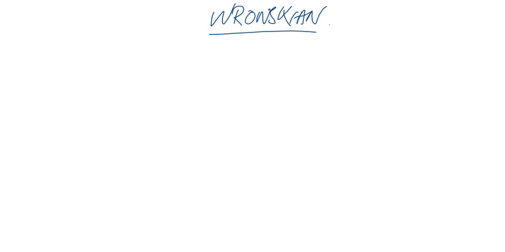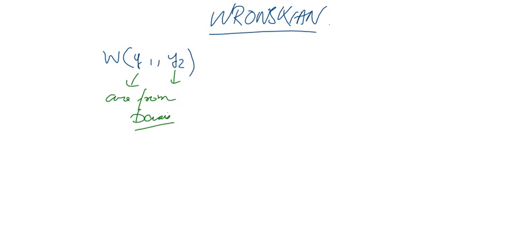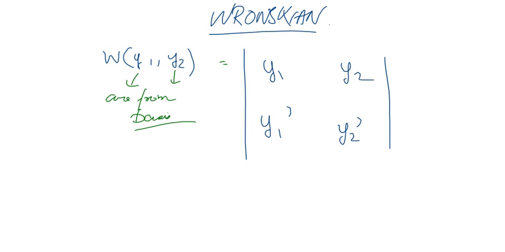So what is a Wronskian? Wronskian is always meant for two values. Here your y1 and y2 both are from the basis, and this equals the determinant of y1, y2, y1 dash, y2 dash, that is the derivatives.